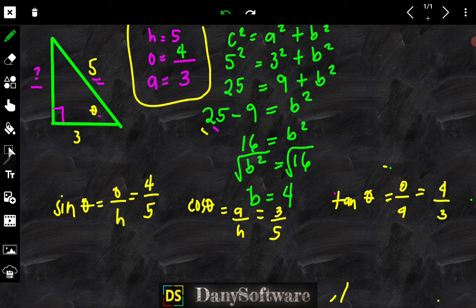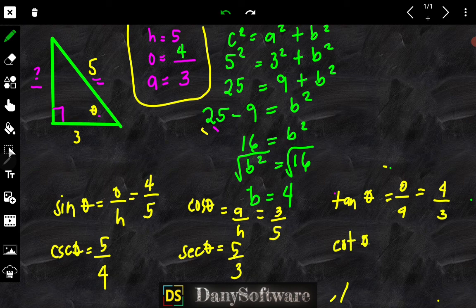And then again, reciprocal of sine is cosecant theta. So 4 over 5 becomes 5 over 4. Cosine theta, the reciprocal is secant theta. So 3 over 5 becomes 5 over 3. And then cotangent is the reciprocal of tangent theta. So if tangent theta is 4 over 3, cotangent theta will become 3 over 4.